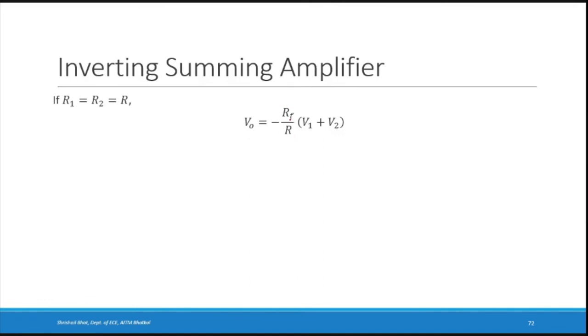That is the sum of V1 plus V2 multiplied by certain gain. Again, if you make an assumption that all the resistances are equal, that is R1 is equal to R2 is equal to RF, then they get cancelled. So what remains is just V0 is equal to minus of V1 plus V2. That means output is the sum of the two inputs, and it is inverting. For example, if V1 is 3 volts and V2 is 4 volts, the output V0 will be 3 plus 4, 7, and it is inverted, that is minus 7. Output V0 will be minus 7 volts if V1 is 3 and V2 is 4.